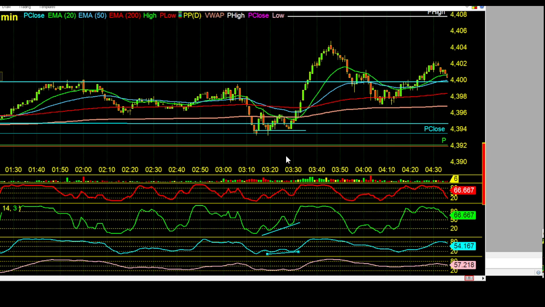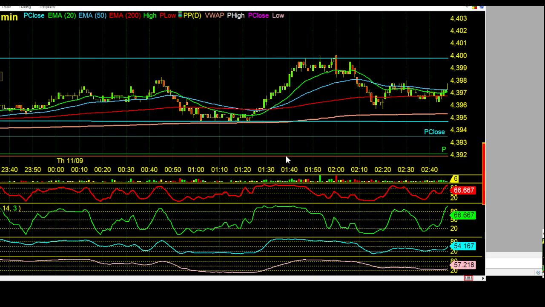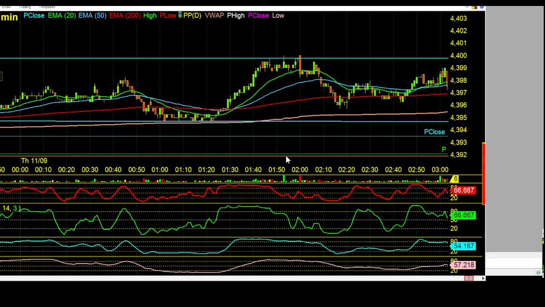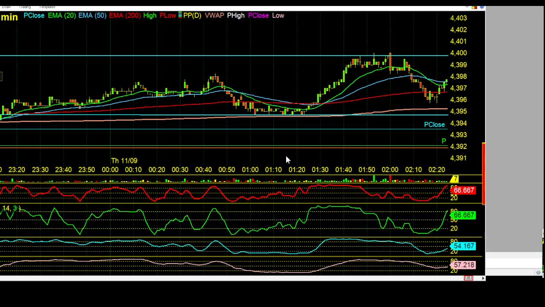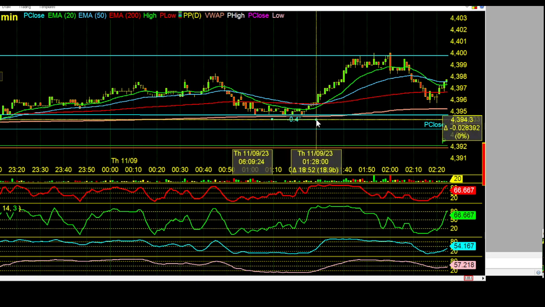It's great for European traders, and they tend to happen around 3 o'clock when European markets open up. Here's another kind of a little divergence.